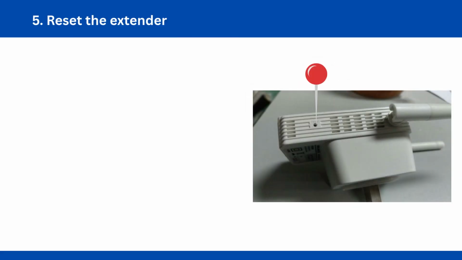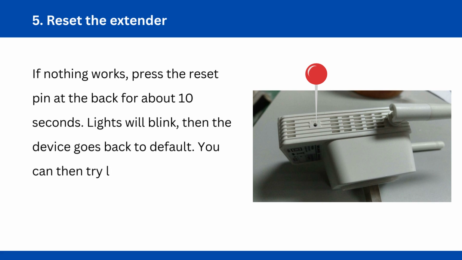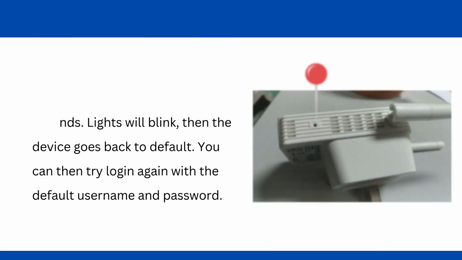5. Reset the extender. If nothing works, press the reset pin at the back for about 10 seconds. Lights will blink, then the device goes back to default. You can then try login again with the default username and password.